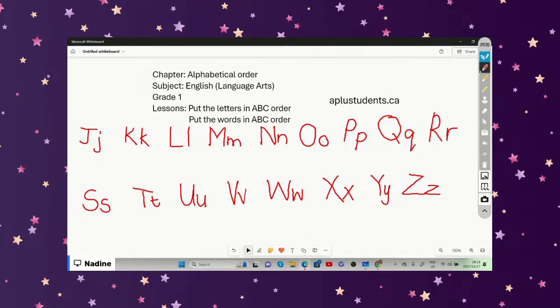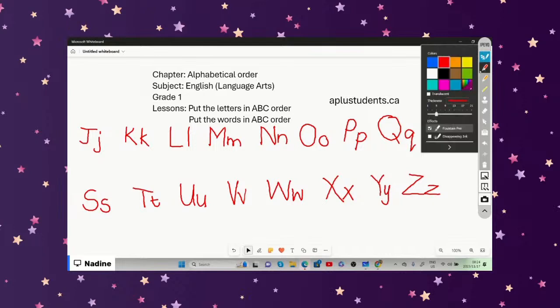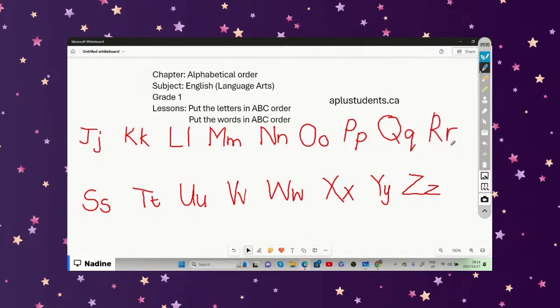And we started by A to I, and now we've done J to Z. And now we are going to look at specific words per letter. Words per letter. So J. A word that starts with J can be jacket. J for jacket.